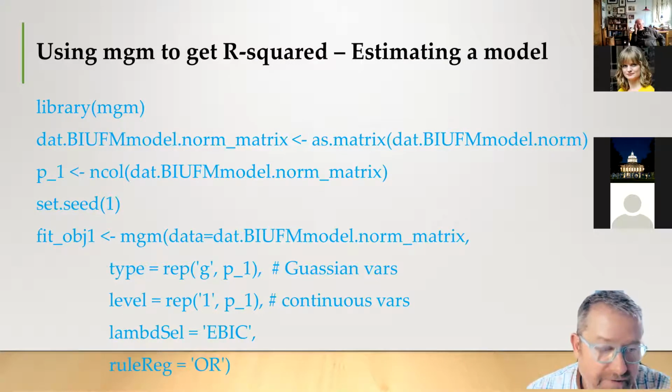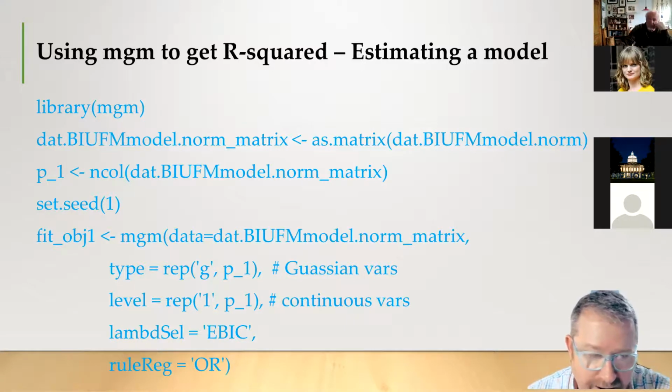Then I pulled in the MGM function, and that normalized data also wasn't recognized. It wasn't recognized as a matrix, so I had to use this as matrix function to create this. And then you need a variable P1, which is the number of columns in your data, basically the number of variables in your analysis. So I used this to get that. I set a random seed to 1 so that if I did this again, it would give me the same results. And then I ran MGM.